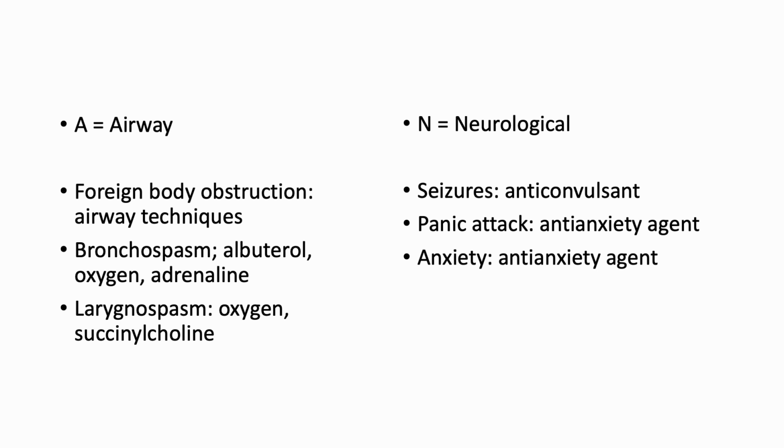Medical emergencies of airway origin, for example, foreign body obstruction, bronchospasm, and laryngospasm. For foreign body obstruction, we should utilize airway techniques to dislodge the obstructing foreign bodies. For bronchospasm, the pharmacological agents that can be used are albuterol, oxygen, and adrenaline. For laryngospasm, we can use oxygen and succinylcholine. For medical emergencies of neurological origin, for example, seizures, panic attack, and anxiety, the pharmacological agents that can be used for seizures are anticonvulsant drugs. For panic attack and anxiety, we can use anti-anxiety drugs.